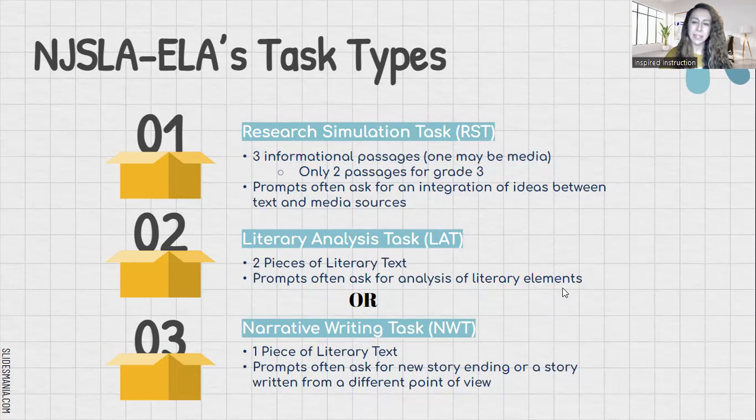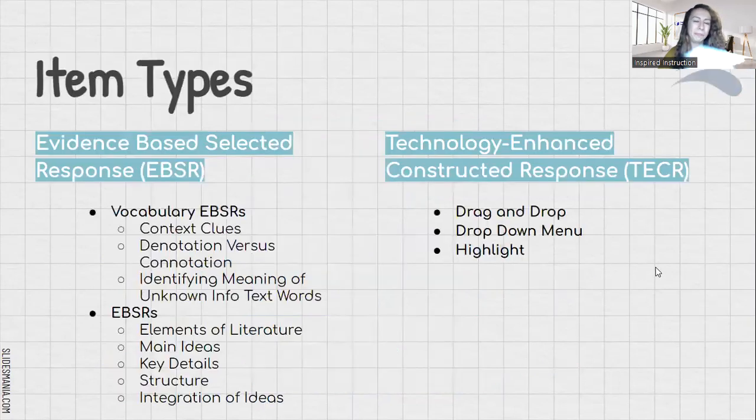All right. So moving on, the item types. So this list includes 2 columns here as we have our evidence-based selected response. Another acronym for you, EBSRs. EBSRs are really a fancy way of describing a multiple choice question. Okay, and there are 2 separate types, and I separate them because this is something that we want to keep in mind.